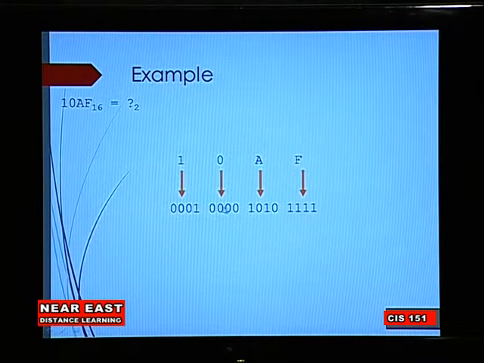First of all, we have to write the number from the left to the right, which is here, 10AF. Then we have to divide it into 4 bits, as we see here: 0001, 0000, 1010, 1111. So under each digit, we have to divide it into 4 bits of binary.